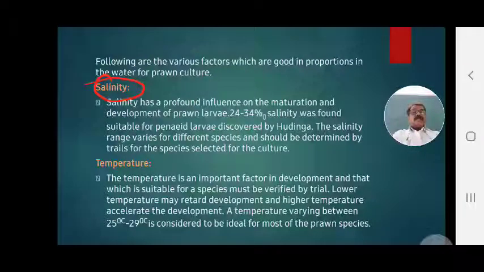The salinity range is 24 to 34 parts per thousand. This is the part per thousand symbol, which is to be studied. And what is the salinity range? The salinity range is 24 to 34.